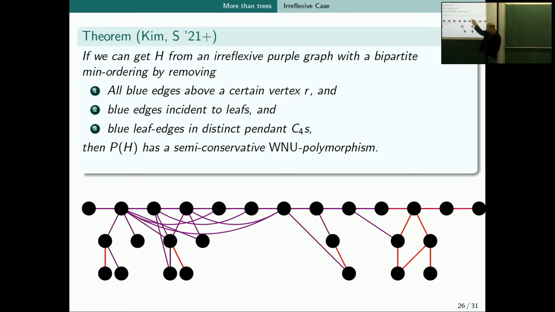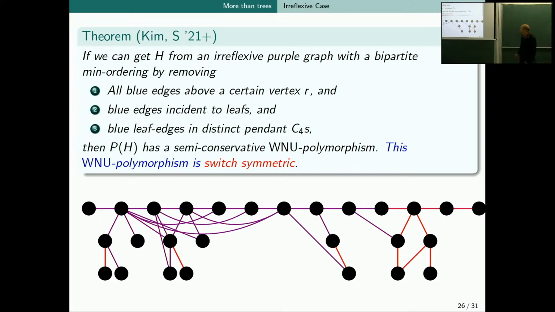Now if these are in distinct C4s, then I can show that when I remove these kinds of edges, then H has a semi-conservative WNU polymorphism. Right? So Bach, Brewster, Feder, Hell, and Yeh-Likova didn't give the explicit WNU polymorphism. They used this min ordering consistency check algorithm to show that they were polynomial. We find the WNU polymorphism.